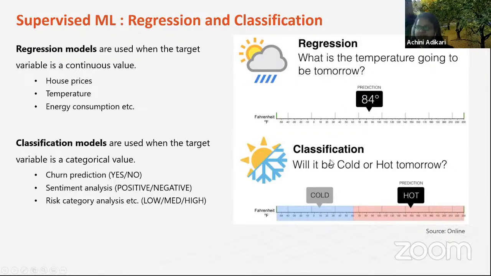But if you are going to predict a category, then we use classification, right? So temperature is regression, but if you want to say if it's going to be cold or hot, then we use classification. So some examples are churn prediction, if the person is going to leave the company or not. Sentiment analysis. So you can get a social media post, say an online hotel review, and see if it's a positive review or a negative review. So these are classification examples.